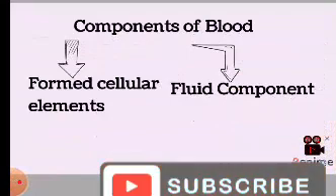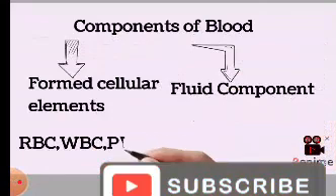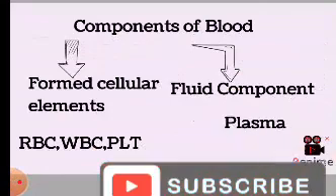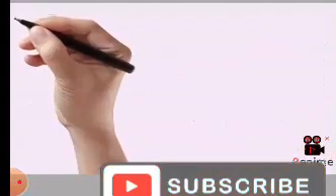So blood can be divided into two: formed cellular elements that contain the red blood cells, white blood cells and platelets, and the fluid part or the yellow part that we call the plasma part. So these are the components of blood, and we'll discuss each one by one in the next video.